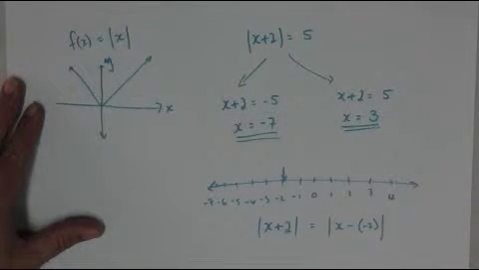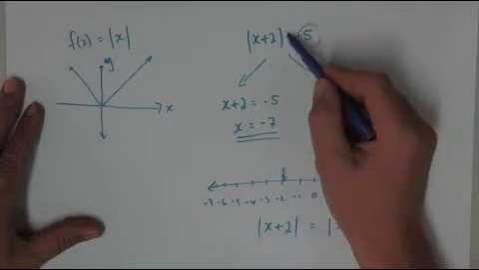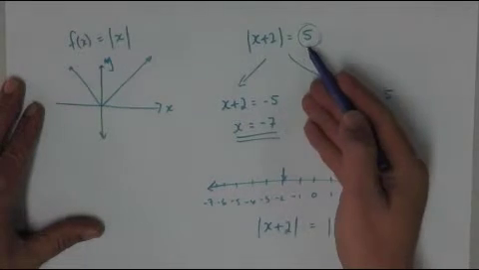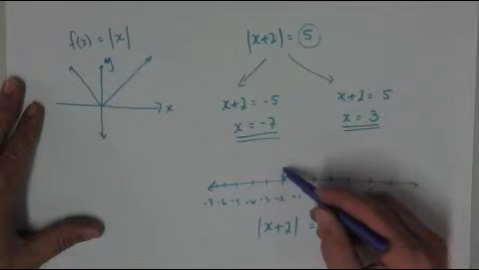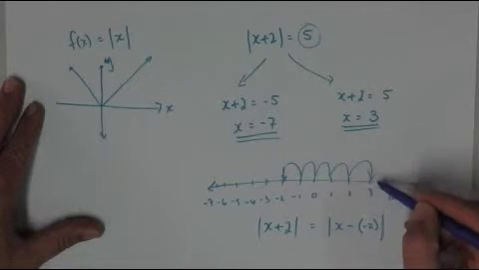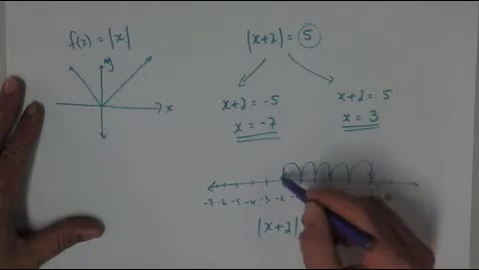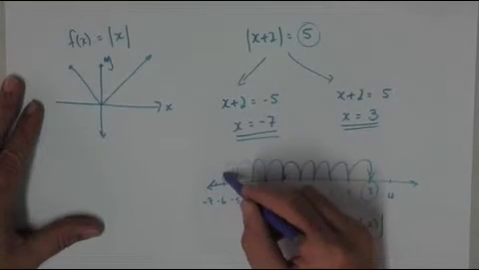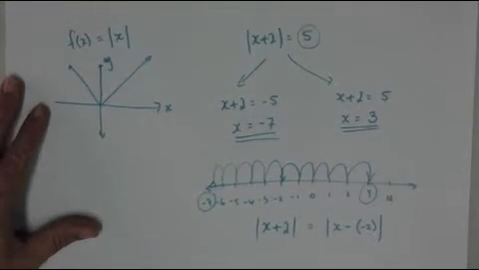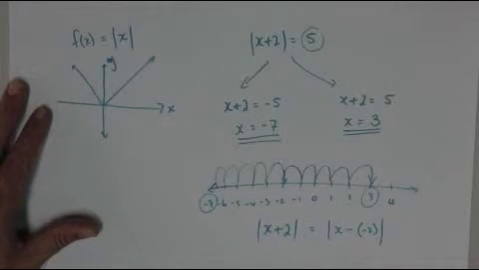which two ways could I go where I'd need to have a count of 5? So when I'm making the absolute value of x plus 2 equal to 5, I need to count 5 both ways from this point. 1, 2, 3, 4, 5 would give me 3. And 1, 2, 3, 4, 5 would give me negative 7. So using a number line, you can also solve this.